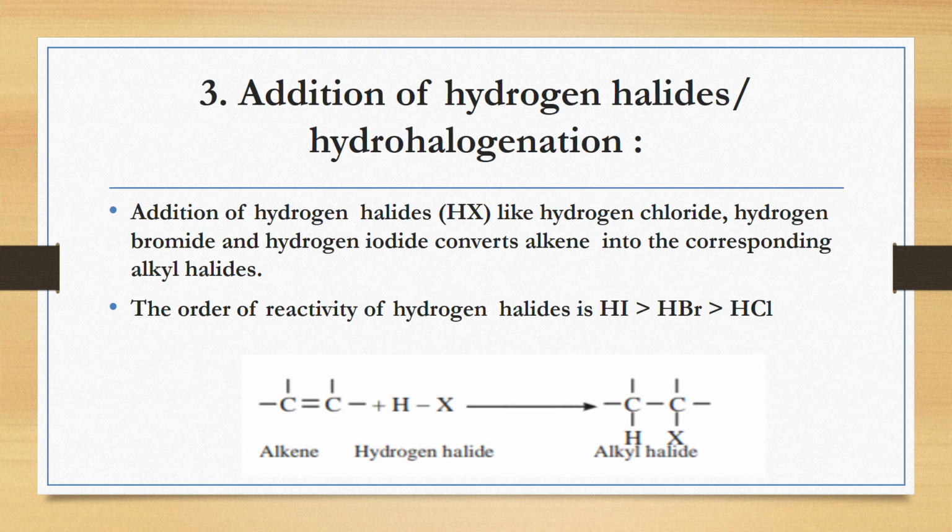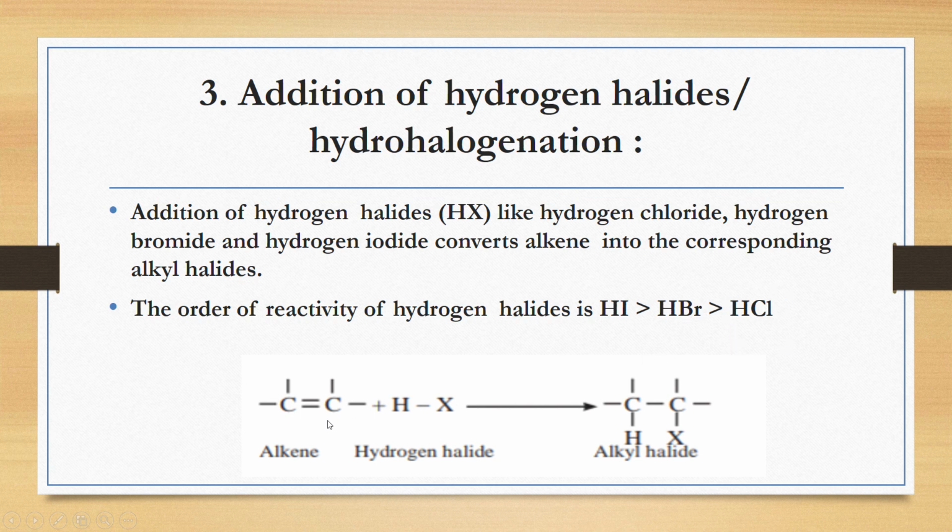Now let's see how addition of hydrogen halide takes place. The reaction is called hydrohalogenation reaction. Addition of hydrogen halide like hydrogen chloride, hydrogen bromide, hydrogen iodide converts alkenes into corresponding alkyl halide. The order of reactivity of hydrogen halides is HI greatest, then HBr, and HCl will have lowest reactivity.